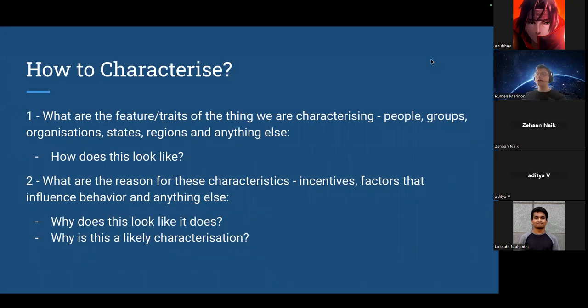These are the reasons as to why this characterization is likely. Without both of these things, you are susceptible to characterizing in a vacuum, i.e. explaining why something is the way it is, without necessarily providing what it looks like, and the judge doesn't really get what you're saying.